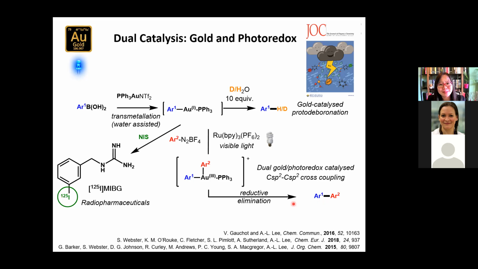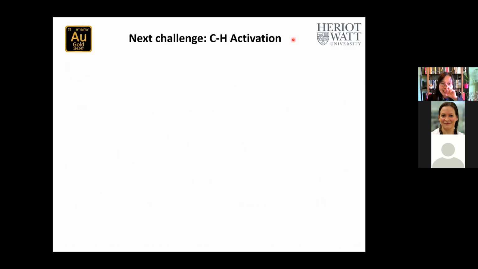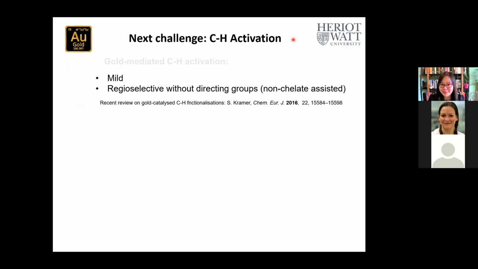I want to talk about what happened next, which was we wanted to challenge ourselves to try C-H activation. Now, when we say C-H activation, you're probably mostly thinking palladium, ruthenium, rhodium. Why gold? There are a few advantages going for gold. And the main one is that word again, mild. How mild, I shall tell you in a minute. But the main benefit is this: it's regioselective without directing groups. So it doesn't need chelate-assisted directing groups like a lot of the other transition metals do.